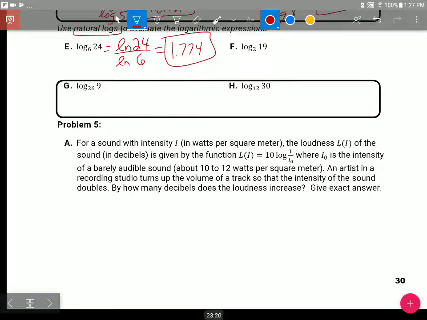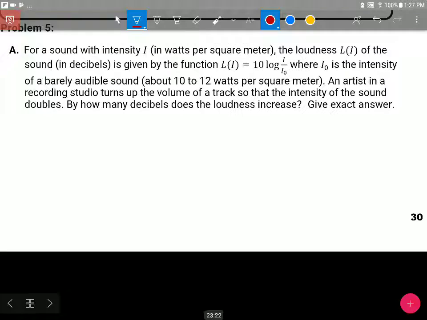Scroll down. The word problems. Okay, the word problems basically are this. There's no way to, hey, you have to build a log out of this. Well, there is, but not really. So they're basically going to give you a function with a log in it and ask you to manipulate it.